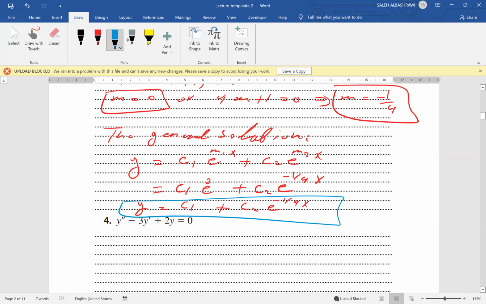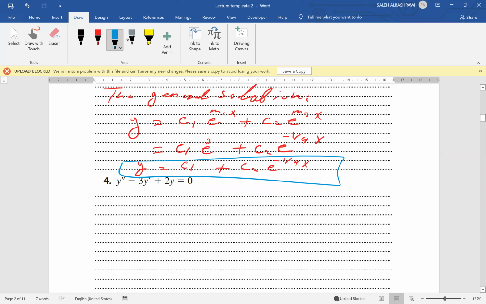The second example, we have y double prime minus 3y prime plus 2y. We do the same thing. I'm going to write the auxiliary equation for the given differential equation, which is m squared minus 3m plus 2 equal to 0.